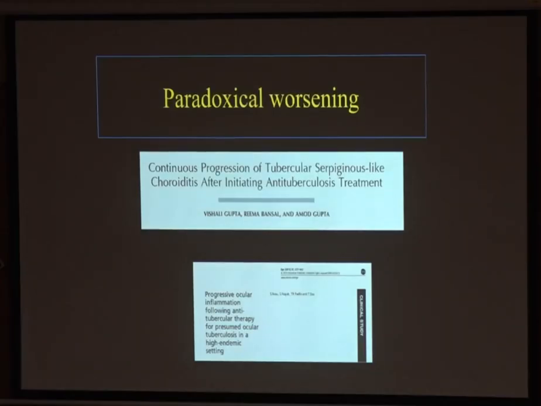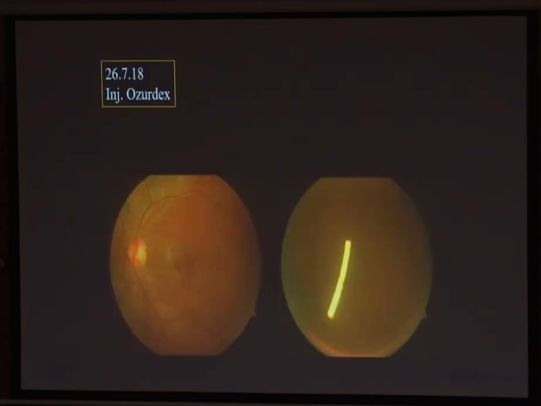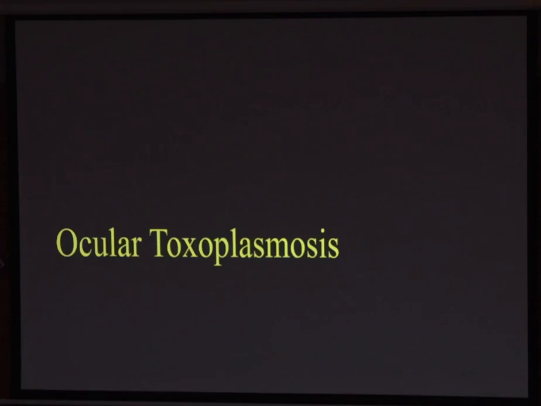Coming to the paradoxical worsening, because when we talk of recurrence, this is again a major issue. Many times we think that the patient has had a recurrence when the patient is already on ATT. It's not so, it's just the paradoxical response. And this can be taken care of by intensifying your steroids or even adding in Ozurdex, like we did in one of these patients, and they do well with intravitreal dexamethasone implant.